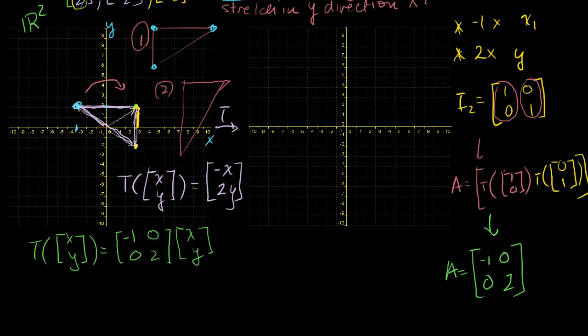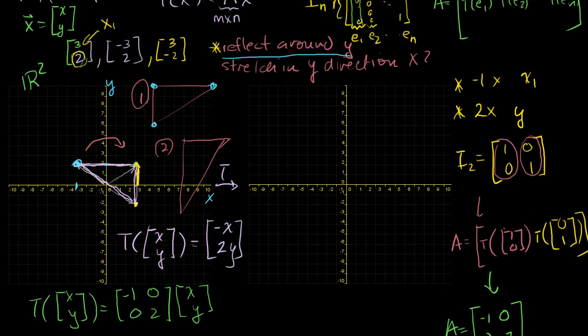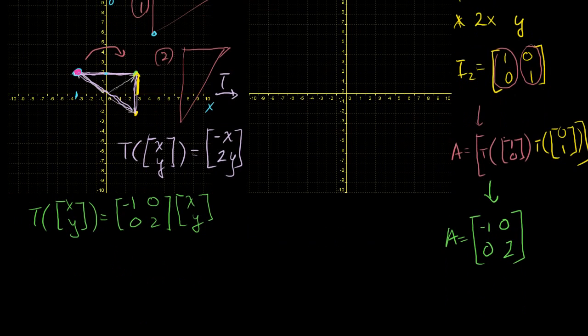And let's apply it to verify that it works, to verify that our matrix works. So this first point, and I'll try to do it color-coded. Let's do this first point right here. This is minus 3, 2. So what is minus 3, 2? I'll do it right over here. So what is minus 1, 0, 0, 2 times minus 3, 2?